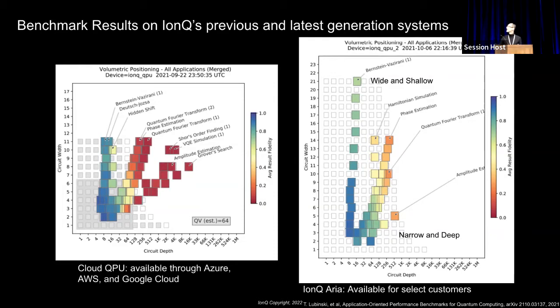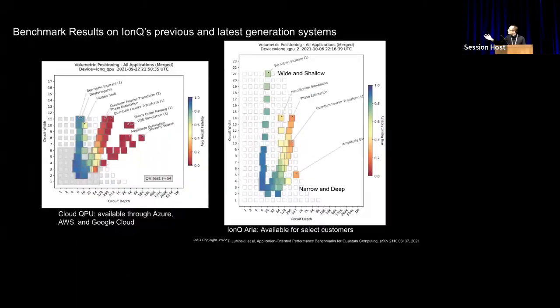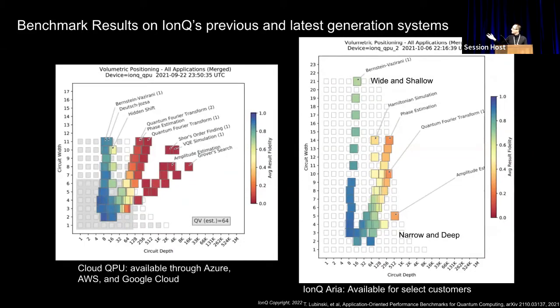On the left, you can see that it performed pretty well for these wide and narrow circuits, but pretty much reaches the limits once the depth of the circuit exceeds 64. And on the right, you see that on the latest generation of system, we have significantly improved fidelities. We still perform really good for these wide and shallow circuits, but with more qubits, like we tested, for instance, running all the way up to 21 qubits.